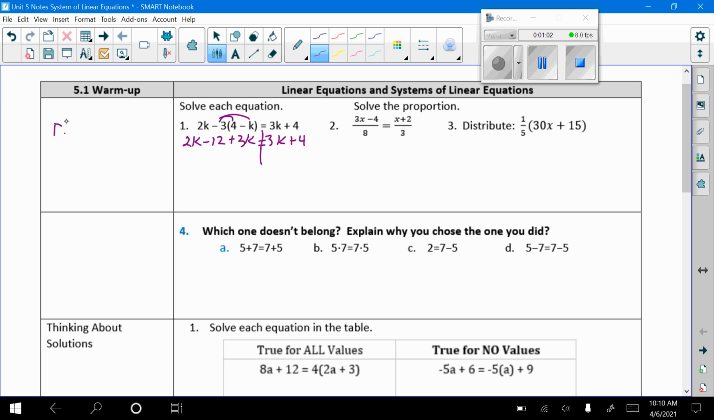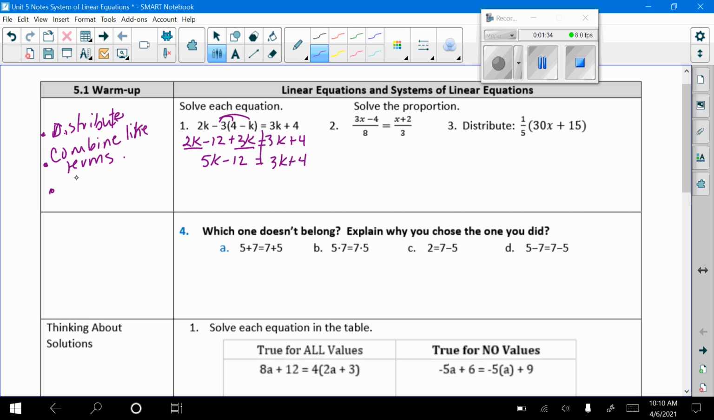Now let's see if we can combine like terms. So we did distribute. And then we're going to combine like terms. And then we're going to move things around. So starting out, we're going to combine like terms. I've got 2k plus 3k is 5k minus 12 equals 3k plus 4.